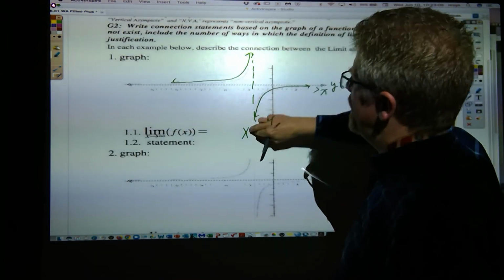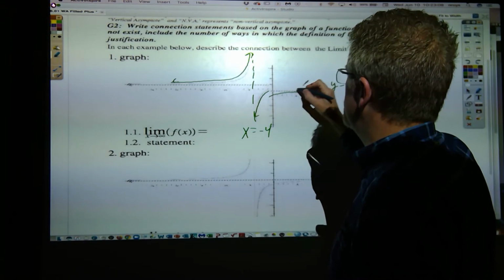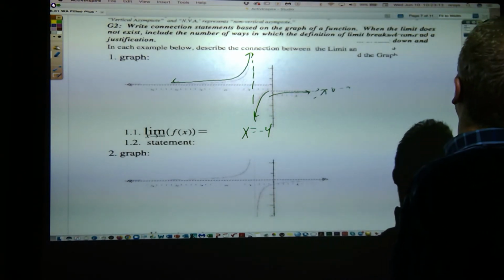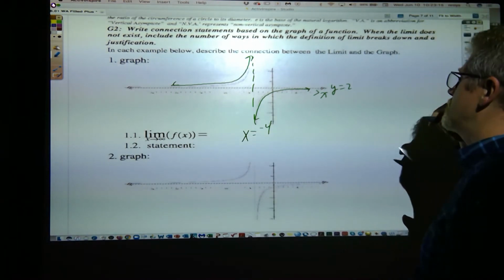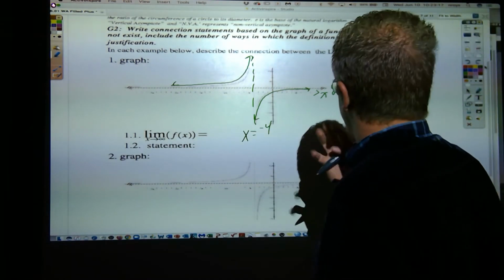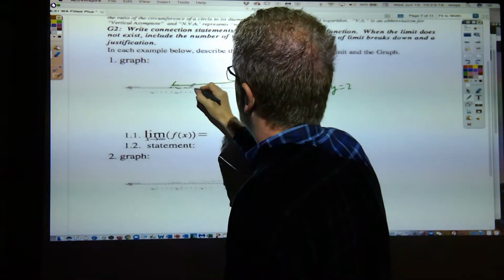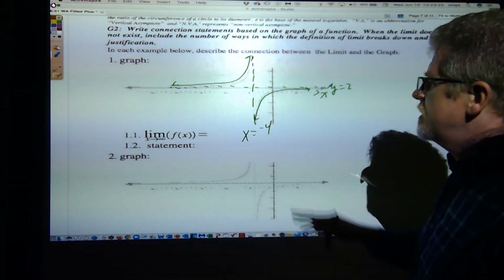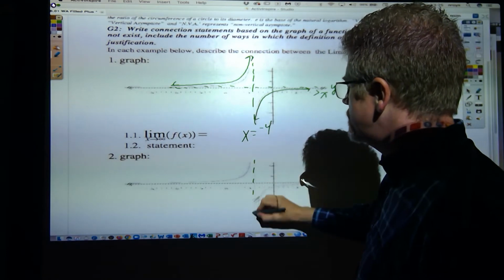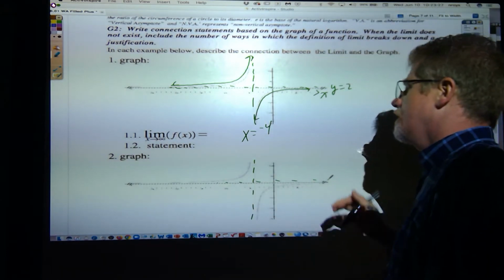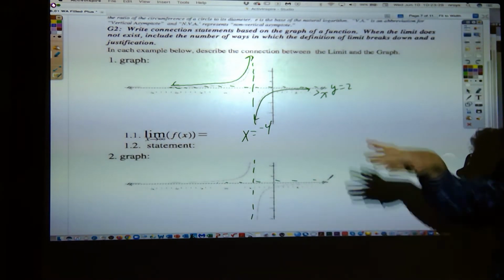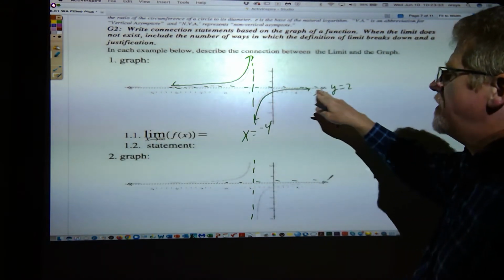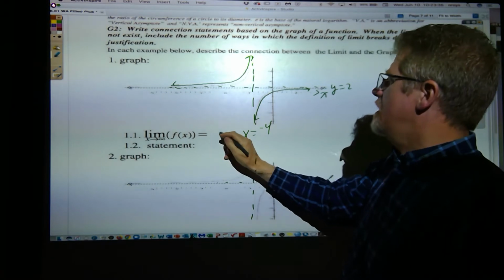So go ahead and make it dark enough for you to see that this is a two-branch graph. It's called a hyperbola. There's a horizontal asymptote at y equals 2 and a vertical asymptote at x equals -4. And the same graph keeps showing up problem after problem. So, based on the graph, we can say the limit as x approaches infinity of f of x is 2.